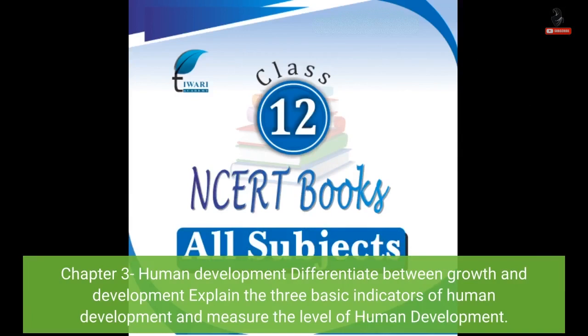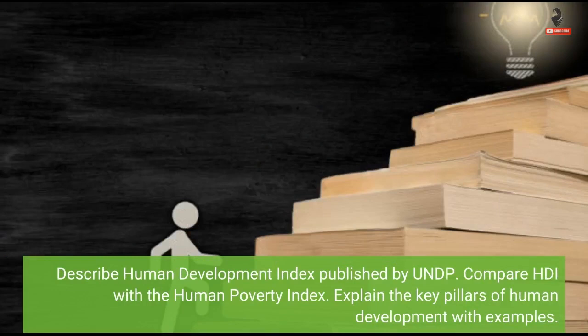Chapter 3 Human Development. Differentiate between growth and development. Explain the three basic indicators of human development and measure the level of human development. Describe Human Development Index published by UNDP. Compare HDI with the Human Poverty Index. Explain the key pillars of human development with examples.